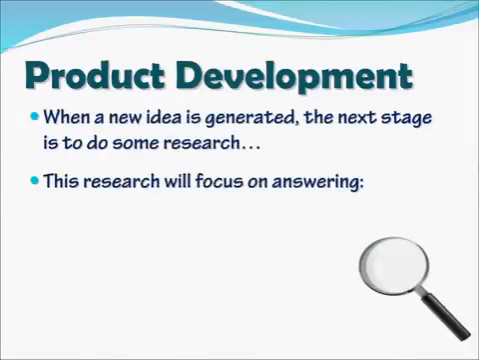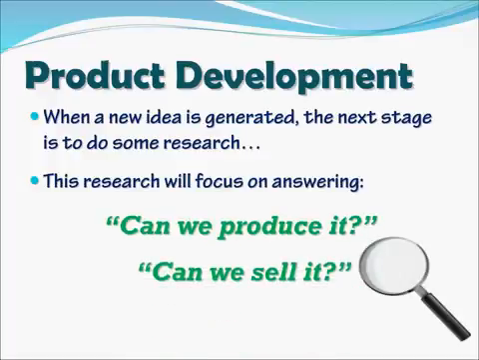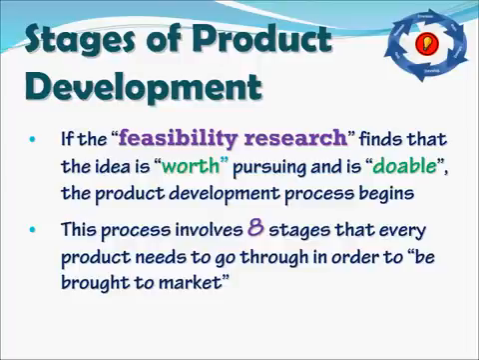So once you've determined the fact that you need to create this product, you then are going to answer these questions. Can you produce it and can you sell it? This is something that we looked at with a feasibility study. It's something that we will refer to and revisit many times over in the following lessons. So if the feasibility study finds that the idea is worth pursuing and that it is doable, the product development process begins. This process involves 8 stages, and every product needs to go through each of these 8 stages in order to then be brought to the market, in order to be sold to consumers.